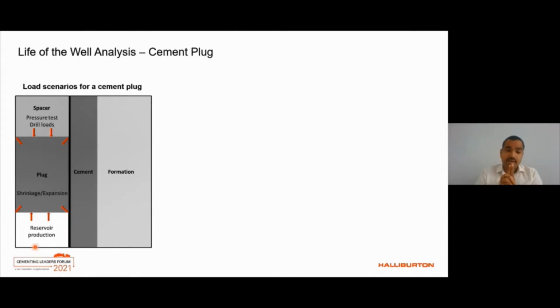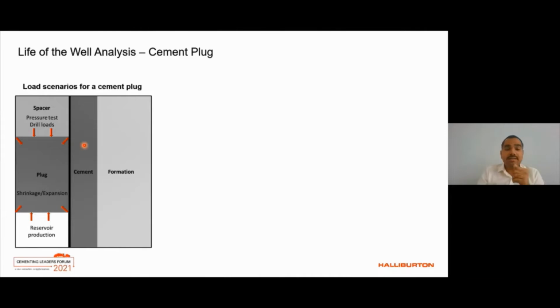Along with this, there are loads that the cement sheath will experience coming from the pore pressure of the formation, which are not shown here, just to keep the graphic simple. Additionally, there are also temperature loads because the formation far field is at in situ temperature. The temperature inside the casing or in the plug is close to a circulating temperature during placement. And over time, the temperature equilibrates. That process is also modeled in the example that I'm going to show.